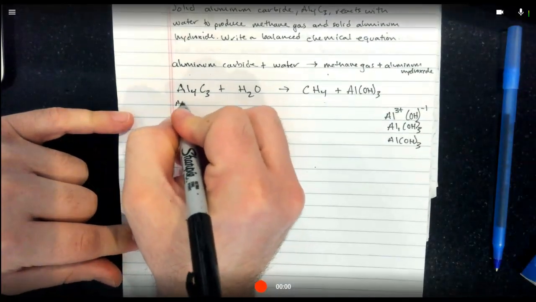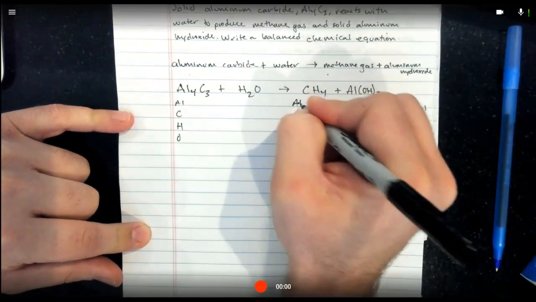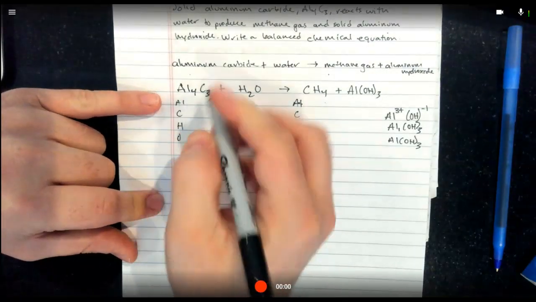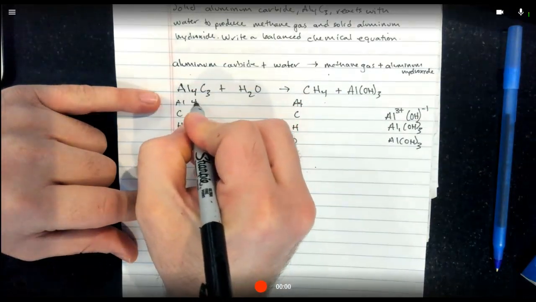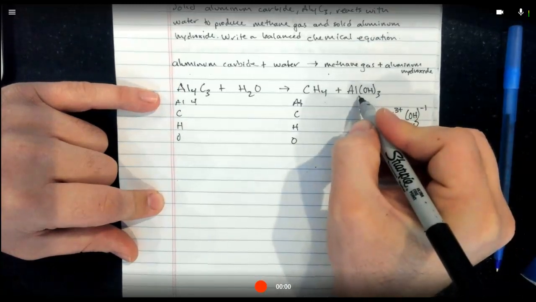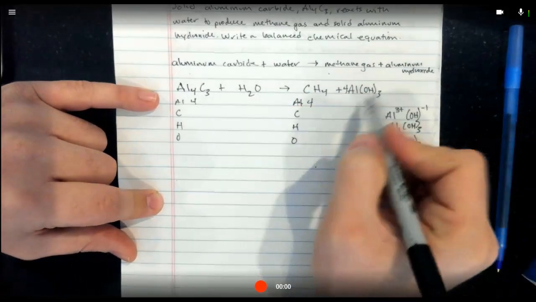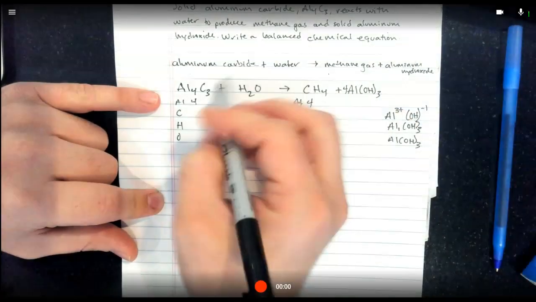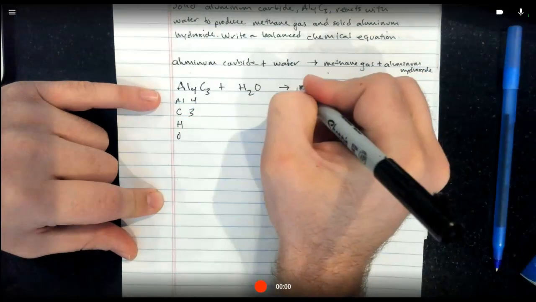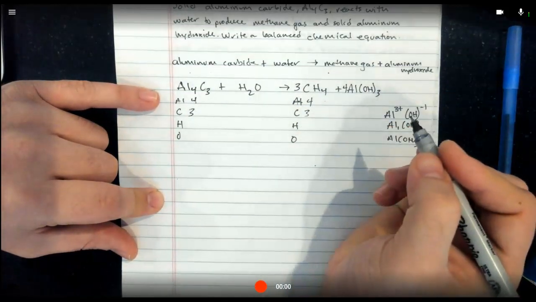Now we can go about balancing this equation. We have aluminum, carbon, hydrogen, and oxygen. If we take a look, we have 4 aluminums on the left-hand side, so we need to get 4 aluminums on the right-hand side. Now we can't add a subscript, we can only adjust the coefficient. So if we put a 4 here, we end up with 4 aluminums. Now carbon, we have 3 carbons on this side, so if we place a 3 here, we have 3 carbons on the product side.